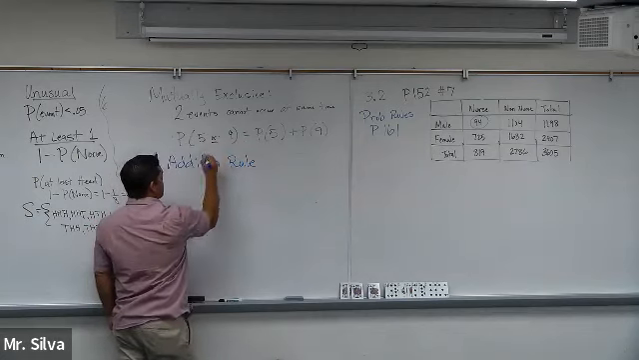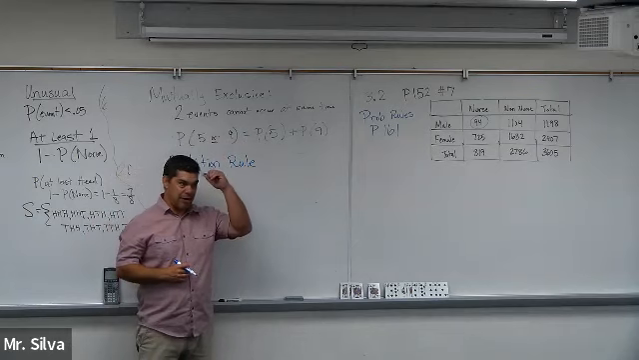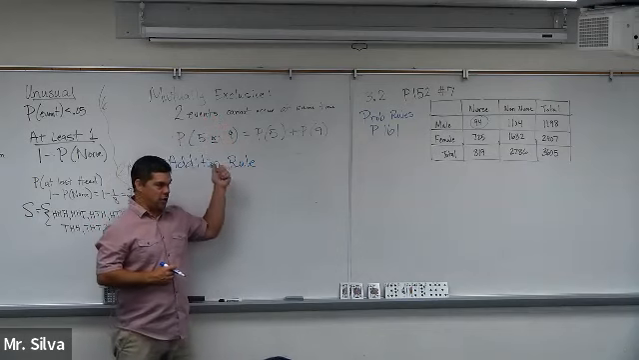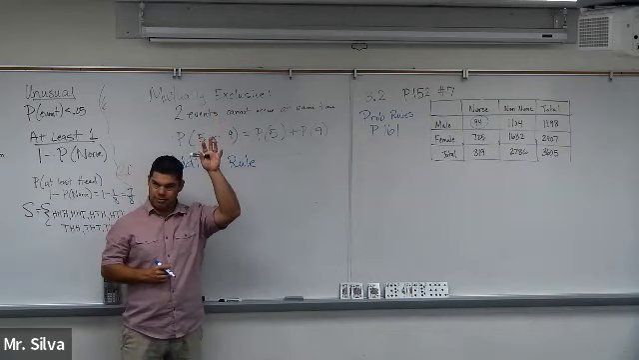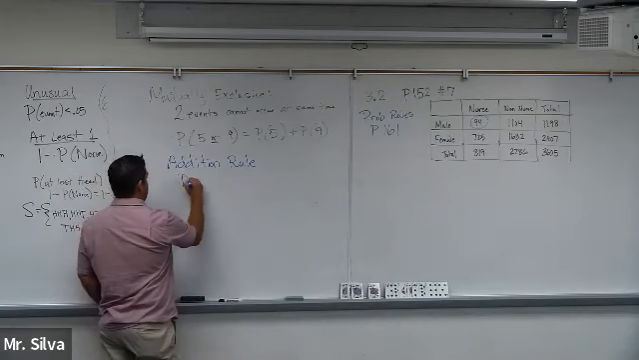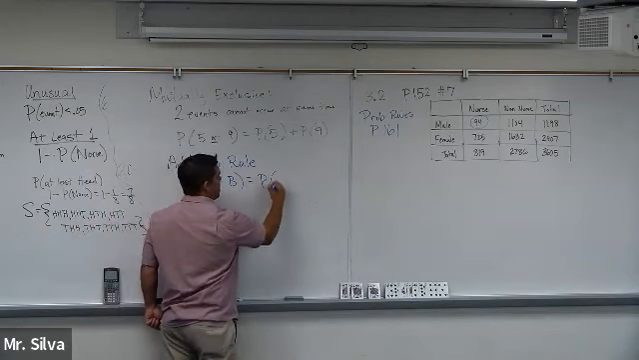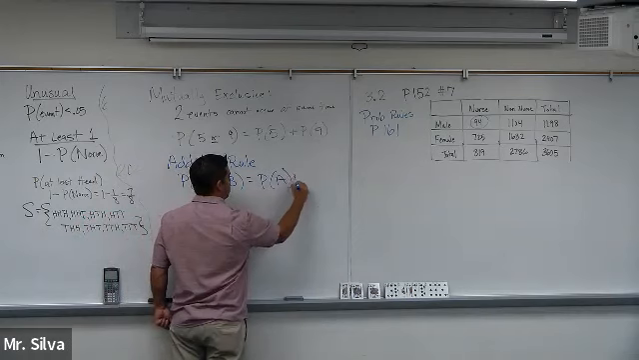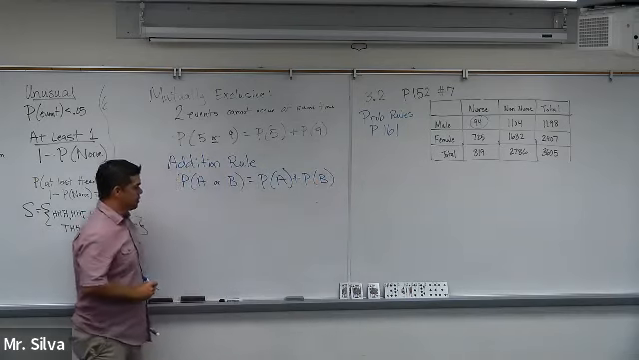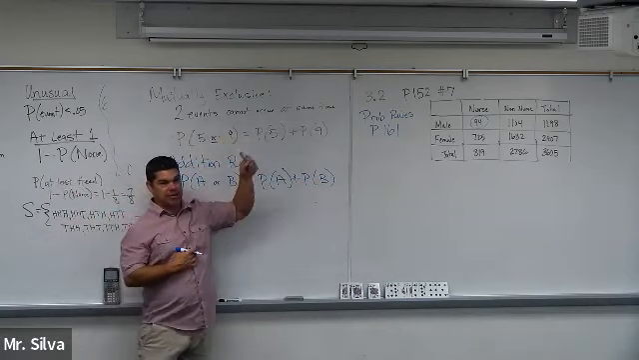And we see the word or. The word and signifies, the light bulb goes on, bing, that's multiply. It says or, light bulb goes on, bing, but we're adding. So the probability of A or B equals probability of A plus probability of B. That's if two events cannot occur at the same time.